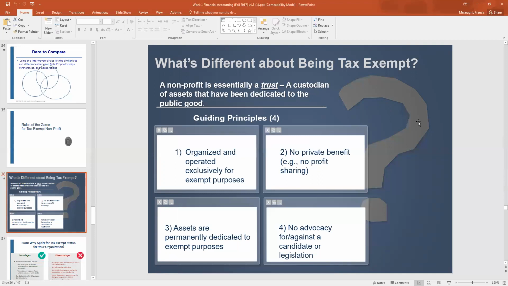So the four guiding principles are they are organized and operate exclusively for exempt purposes, no private benefit. So what that basically means is I can't pay dividends, I can't do profit sharing. The assets are permanently dedicated to exempt purposes. So whatever you set up your public good for, education, feed the poor, try to solve a healthcare problem, they have to remain dedicated to that purpose. So I can't start to divert them for other interests. And there's also some limitations on what you can or cannot do for people running for public office.